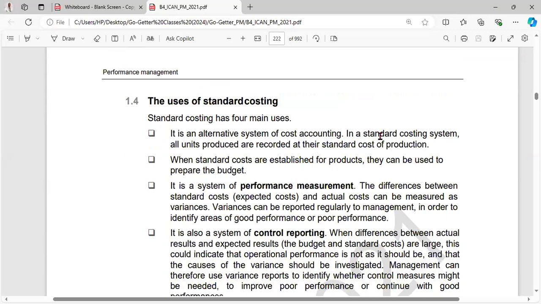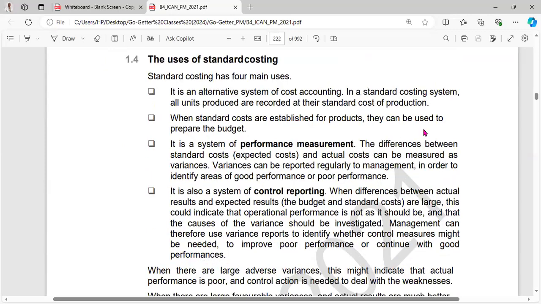Standard costing has four main uses. One of them is an alternative system of cost accounting. It can also be used to prepare budgets. I told you budget is simply multiplying a standard cost by the level of activity you plan to make. Also, it is used as a system of performance measurement. This is where we are interested, as a system of performance measurement.